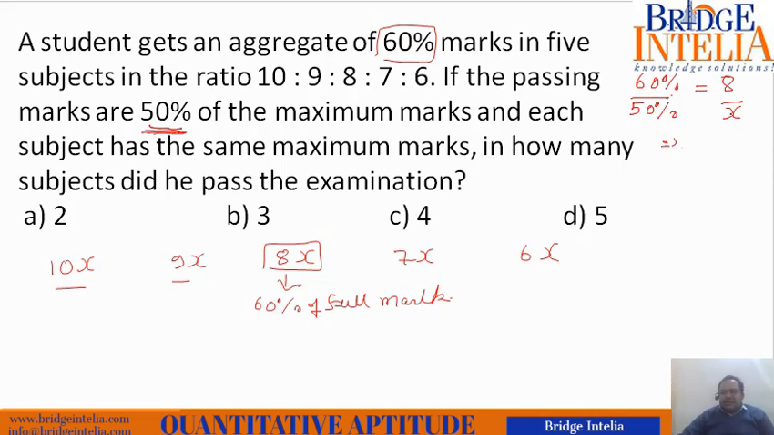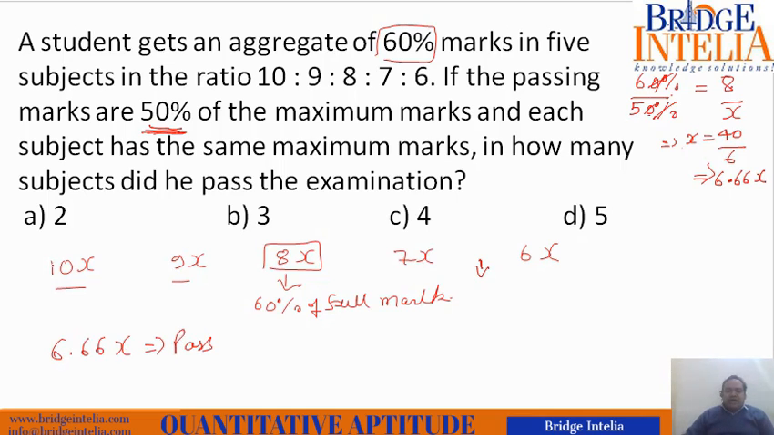So let's find the value. 8x into 5, 40x, divided by 6, so that is equal to 6.66x. So the pass marks is 6.66x.